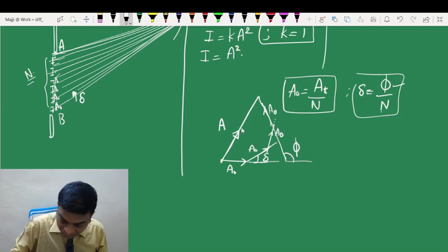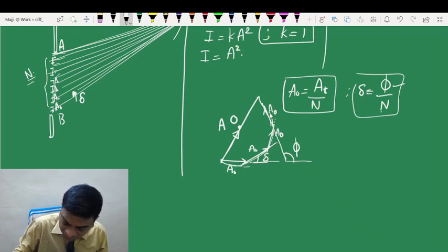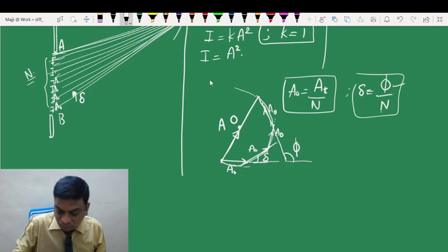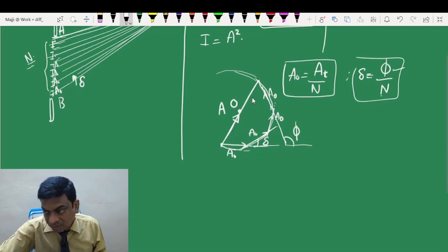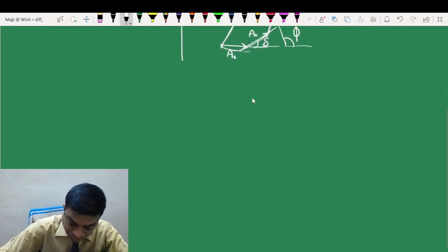Now, second thing, if O is the center of the circle, then you will find that all the vertices of these vectors will lie on a circle. This is not necessarily the diameter, but certainly they will lie on the circle. So I'll redraw the diagram, students, so that you understand better.